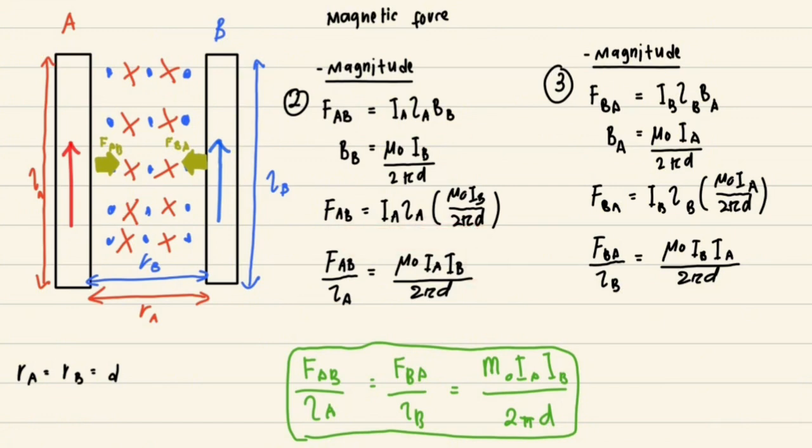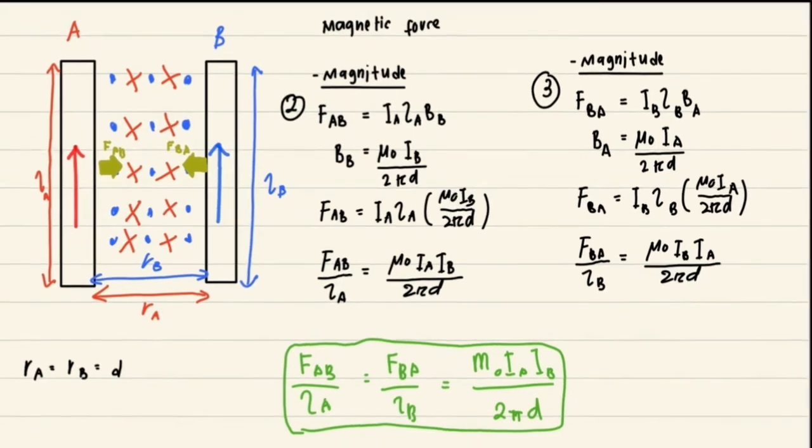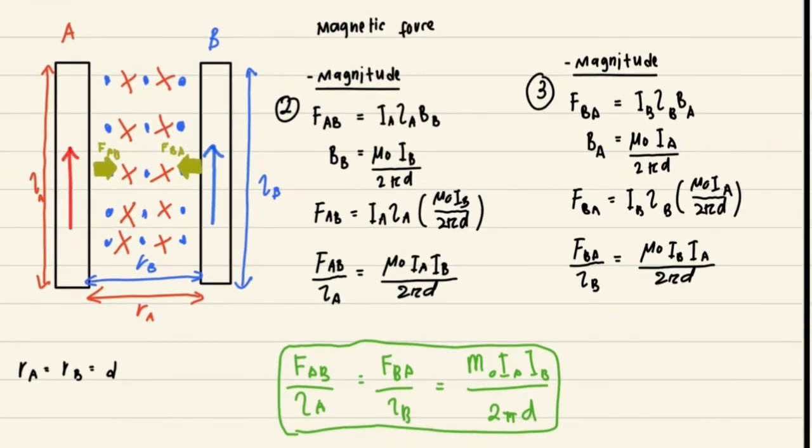And then let's go to the derivation of magnetic force over length for FBA. Here, this is the equation for FBA and this is the equation of BA. We will combine both of these into this, and then further derive it and finally get this as the end result. If we compare FAB over LA and FBA over LB, we will notice that they have the same derivation. So we can conclude that FBA over LB is equal to FAB over LA.